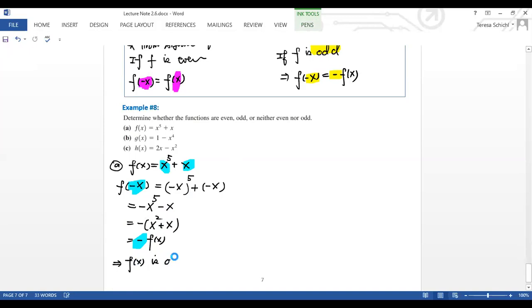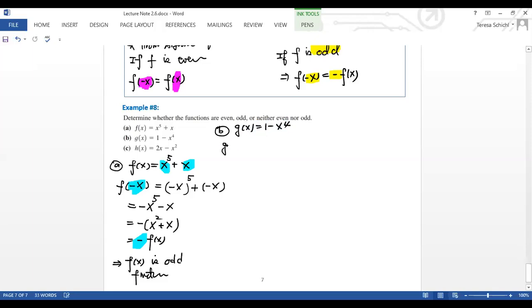Is an odd function, correct? Okay. Okay, so now let's take a look at part B here. In part B, g(x) is equal to 1 minus x to the fourth.